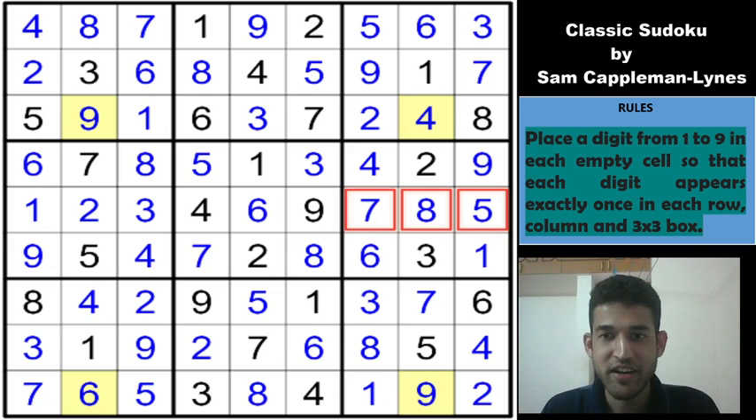Hope you guys enjoyed watching me solve this Sudoku as much as I did. I tremendously enjoyed solving this Sudoku. I hope Sam gets to create more of such Sudokus in the future. Although this was created last year, I hope that I get to see more of his Sudokus.